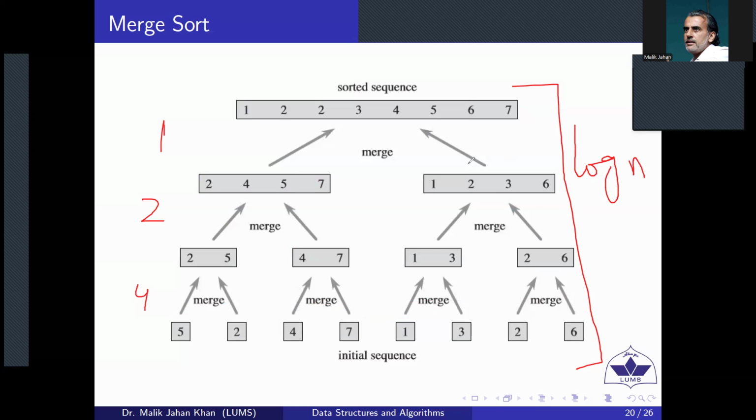And each row is taking big O n time. So big O n times log n is the total complexity of this whole algorithm, which is called merge sort, which is using merge as its building block.